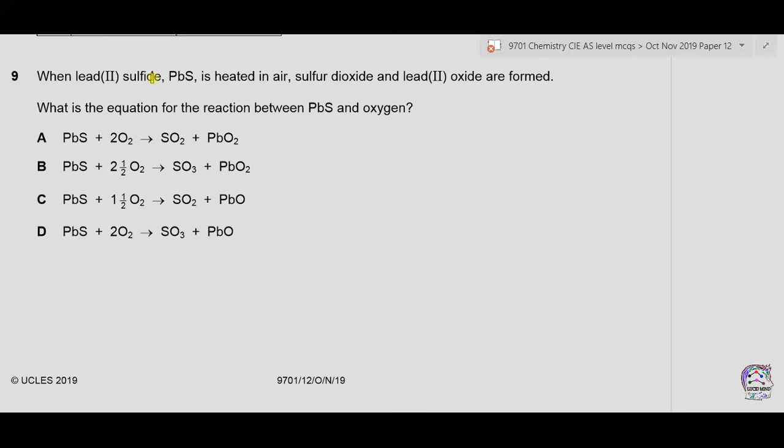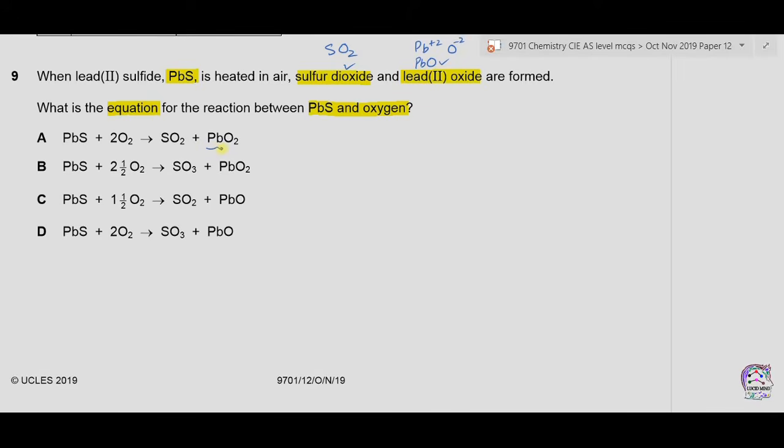Question 9. When lead 2 sulfide, PbS, is heated in air, sulfur dioxide and lead 2 oxide are formed. What is the equation for the reaction between lead sulfide and oxygen? So we can see sulfur dioxide and lead 2 oxide are formed. The formula of sulfur dioxide is SO2, and in lead 2 oxide we have +2 charge on lead and -2 charge on oxygen, so it will be PbO.